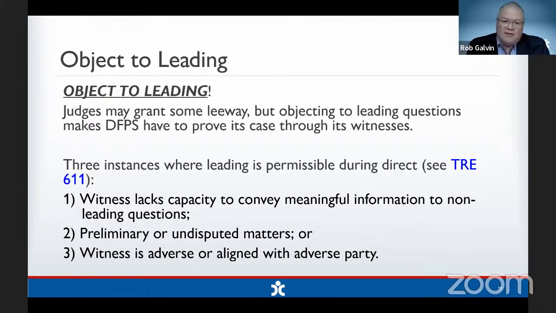There are some instances that you see, 1, 2, and 3 here on 611, that discuss what is not a leading question. And a lot of these preliminary matters, undisputed matters, sometimes lead to those objections about leading. And so, while we keep saying know the rules and how to apply the rules, that's the next part of it. Know how to apply the rules, because you want to appear competent in front of a jury and in front of judges too.